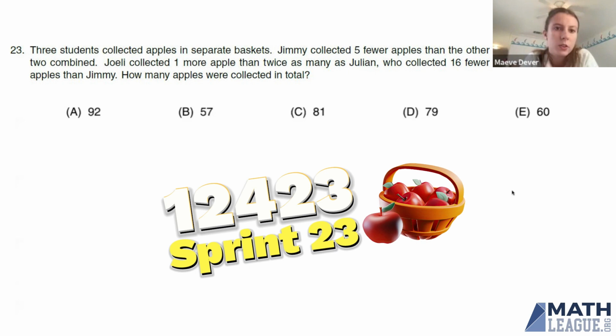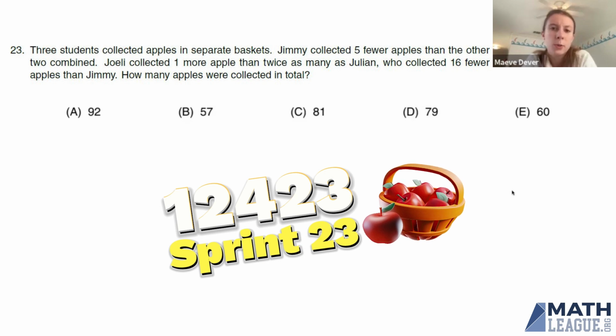So, 3 students collected apples in separate baskets. Jimmy collected 5 fewer apples than the other 2 combined. Jolie collected 1 more apple than twice as many as Julian, who collected 16 fewer apples than Jimmy. How many apples were collected in total?